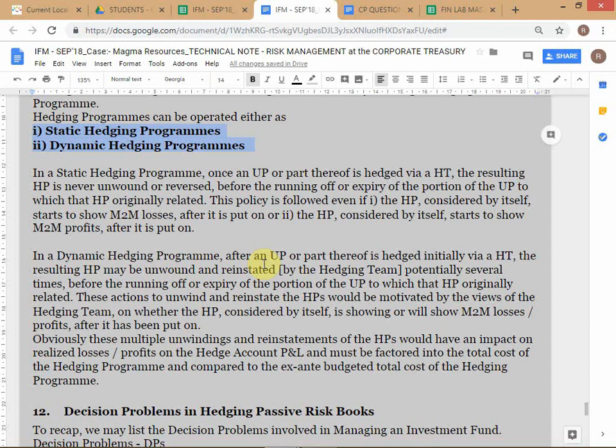So if you have an E&P company in crude oil, what is the underlying exposure? Long. Okay. So let's say that you have a long position, and you know that you're going to sell these barrels of crude oil, 100,000 barrels of crude oil. You're going to sell them in the month of October 2019. So your underlying position is long. So your hedge position has to be what? Short.